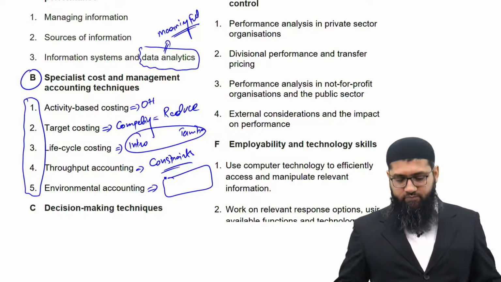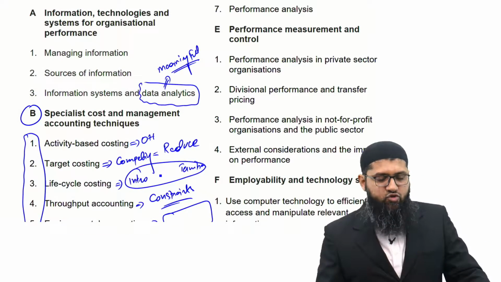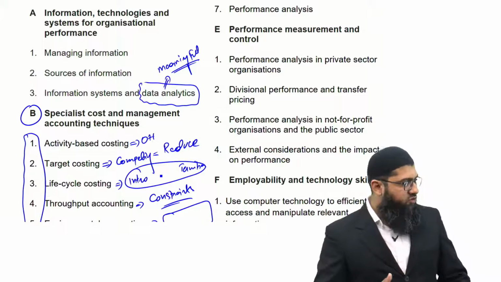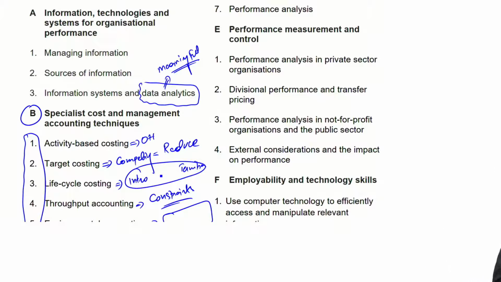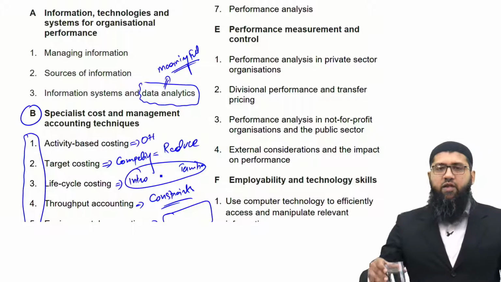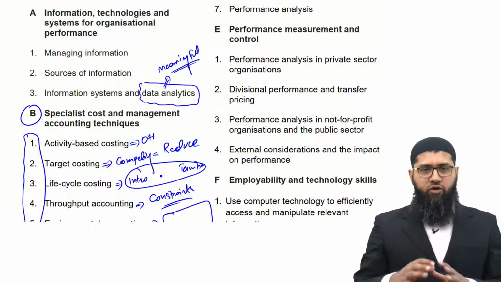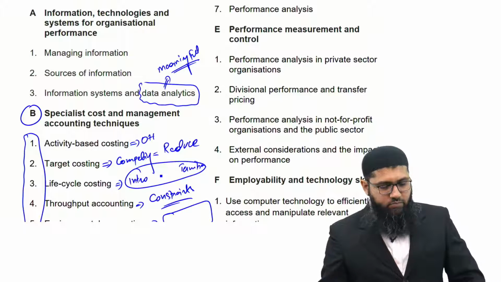and would help you incorporate those costs into the product cost. So these two sections, Section A and Section B, what are they going to do? These sections are going to focus mainly on the information system and the different specialized cost and management accounting techniques. And these questions are going to be tested as part and parcel of the objective test questions. That's what is going to happen.